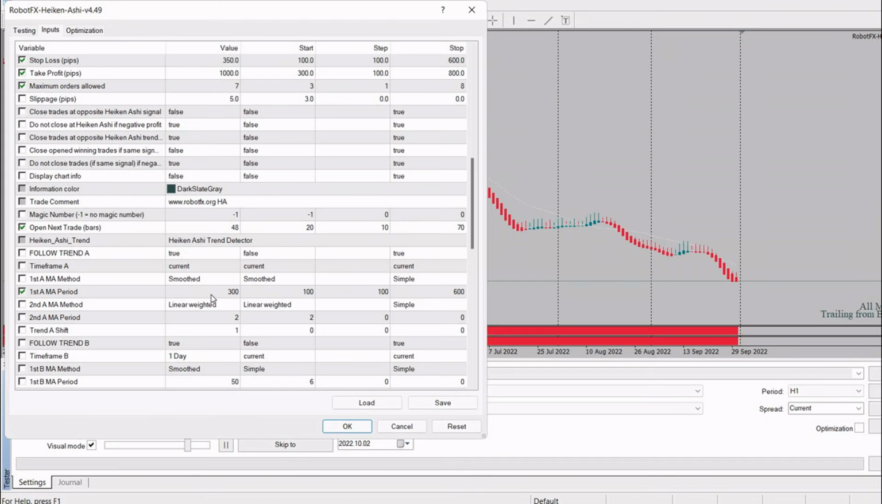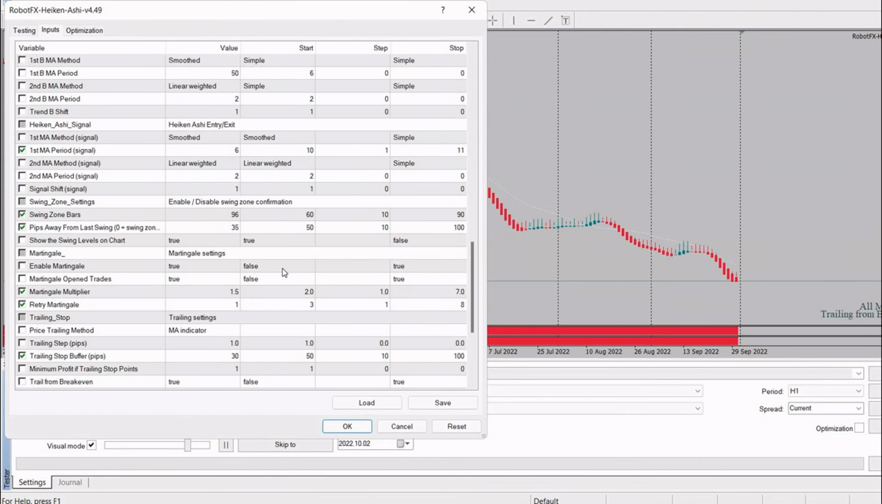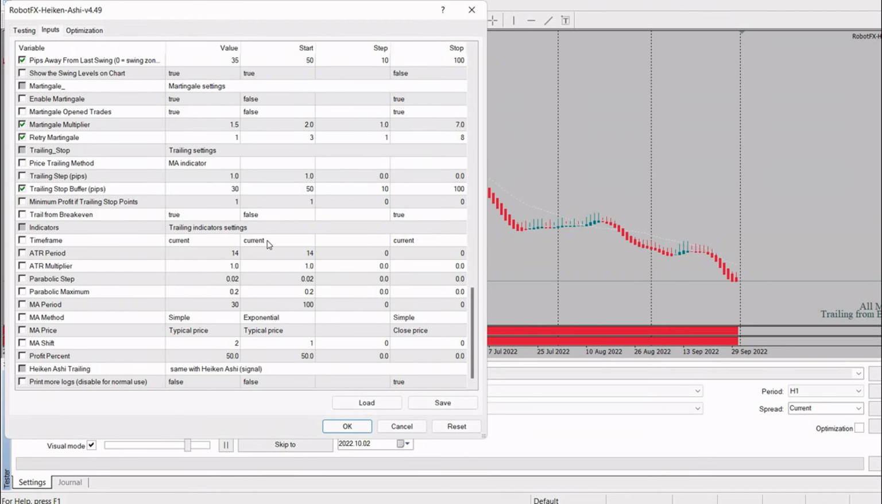So these are the settings for the expert advisors that I'm using. Feel free to pause the video if you want to copy them into your trading strategy. As you can see, I am martingaling one time, also opening trades. I'm not afraid to do it because I know when to stop. Let's see what happens.